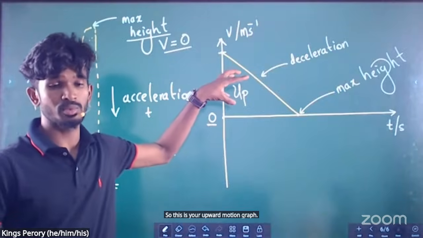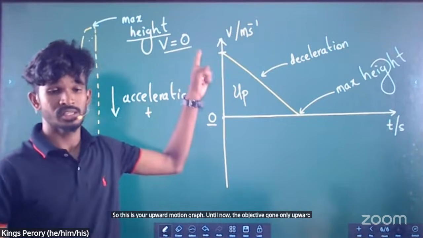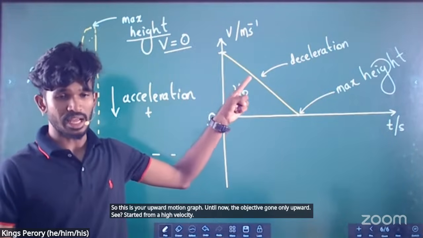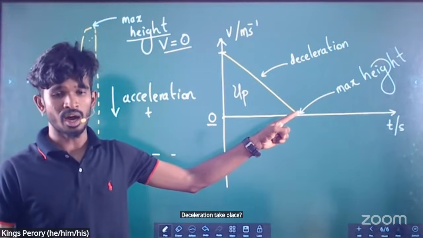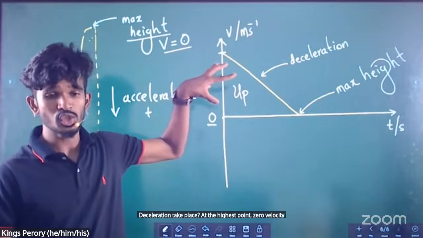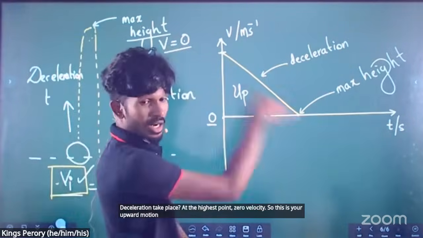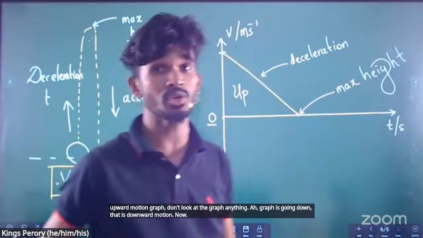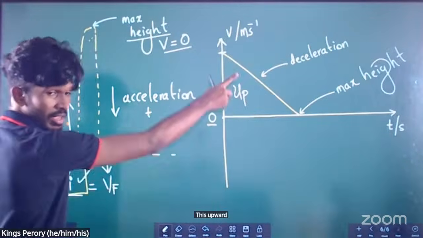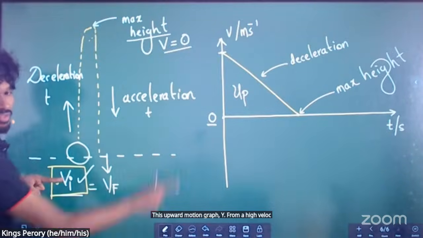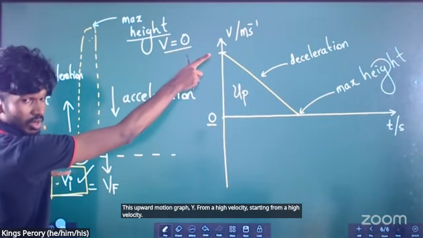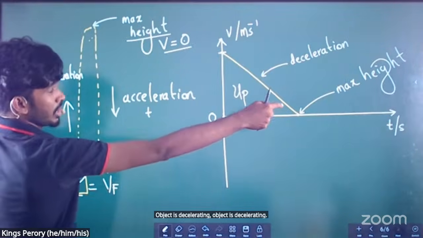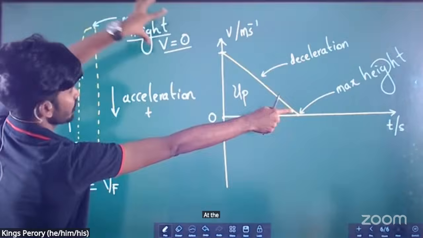Until now, the object has gone only upward. See, it started from a high velocity, deceleration takes place, and at the highest point, 0 velocity. So this is your upward motion graph. Don't look at the graph and think, the graph is going down, that is downward motion. That's not downward motion. This is the upward motion graph. Why? Starting from a high velocity, the object is decelerating. At the maximum point, velocity becomes 0.